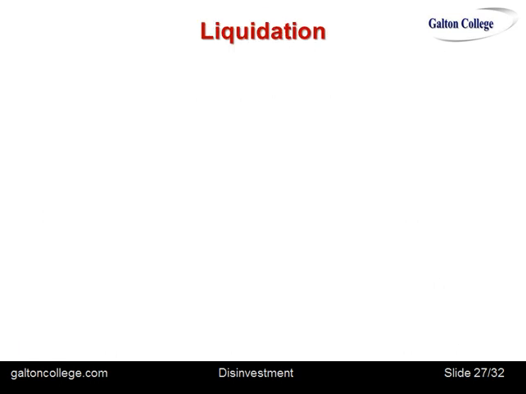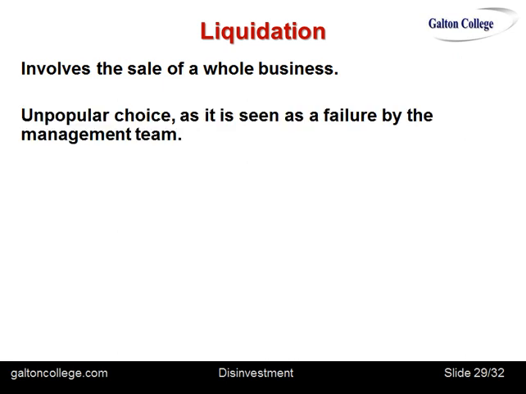There's also the possibility of liquidation. This involves the sale of a whole business. This means selling the whole business. Unpopular choice, as it's seen as a failure by the management team. Liquidation is when there is no hope. It means closing the business, liquidating the assets, selling off the assets, or trying to find a buyer for the business.